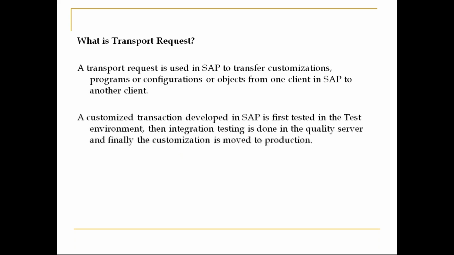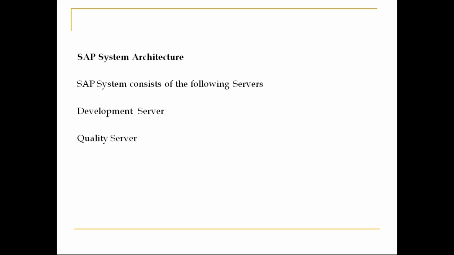A customized transaction developed in SAP is first tested in the testing environment. Then integration testing is done in the quality server. And finally, the customization is moved to production. All this is done through a transport request. Now, this is all about transport request. Of course, the system architecture and all this stuff we have completed.